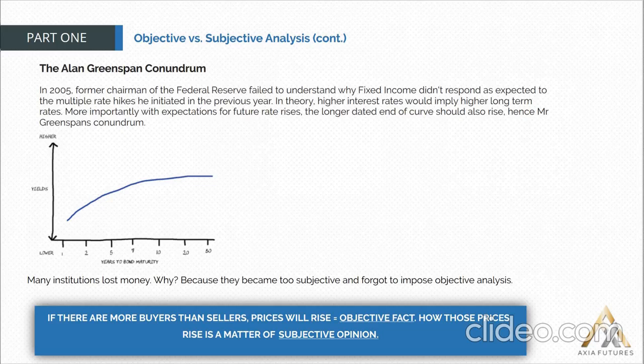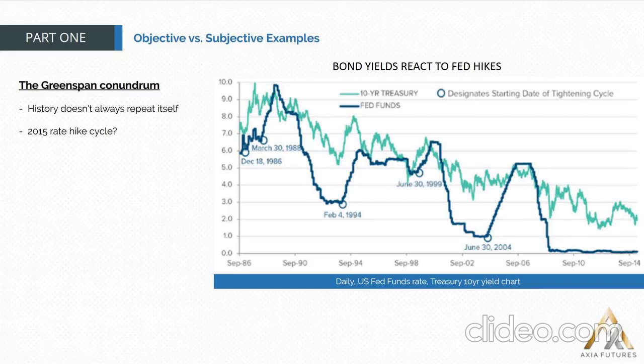So, many institutions lost money. Why? Very simple. They became too subjective and forgot to impose their objective analysis. If you do this, you are going to land in trouble. Yes, of course, time and time again, you may get away with being very subjective.